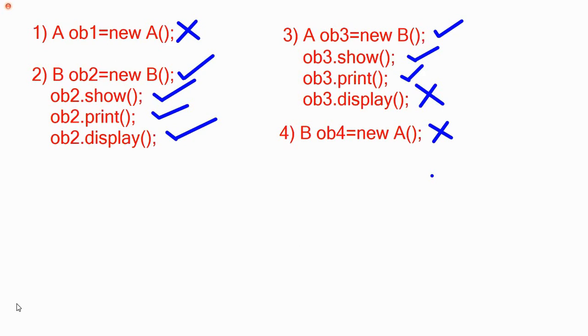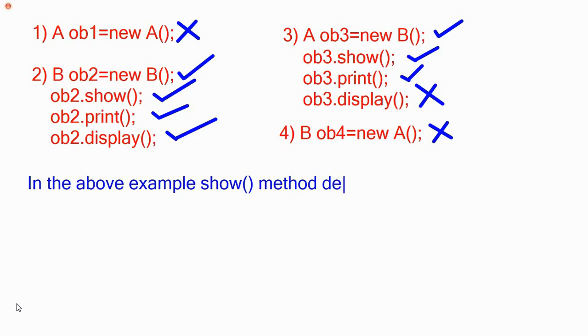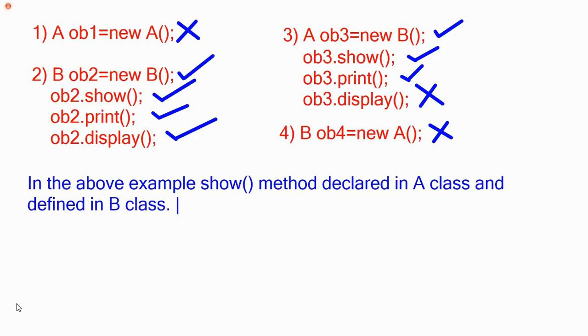Now, show method belongs to which class? A class. Declared in which class? A class. Defined in which class? B class. Note down. In the above example, show method is declared in A class and defined in B class. Show method belongs to A class.